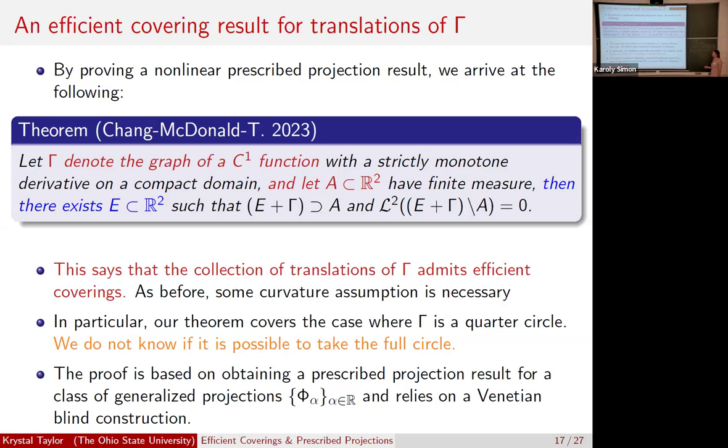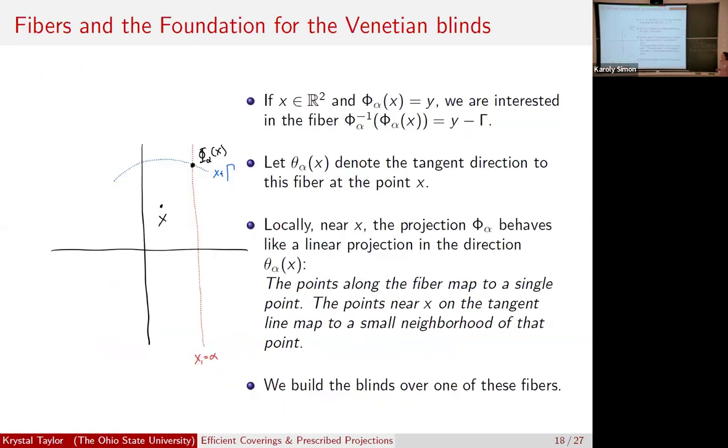As a particular example, the theorem covers the case where gamma is the top half or bottom half, or whatever half you like, of the unit circle. We do not know if it is possible to take the full circle. The proof is based on obtaining a prescribed projection result for a class of generalized projections, in fact the one we just looked at before, and relies on a Venetian blind construction. So we'll take a look at that next.